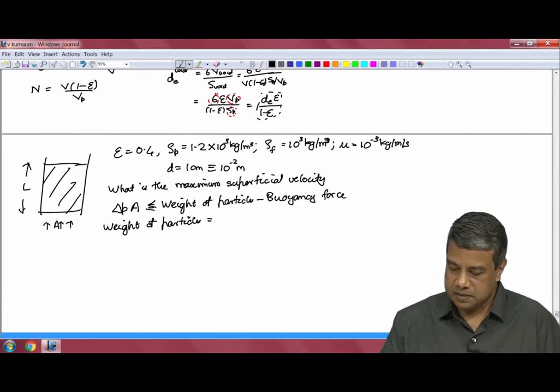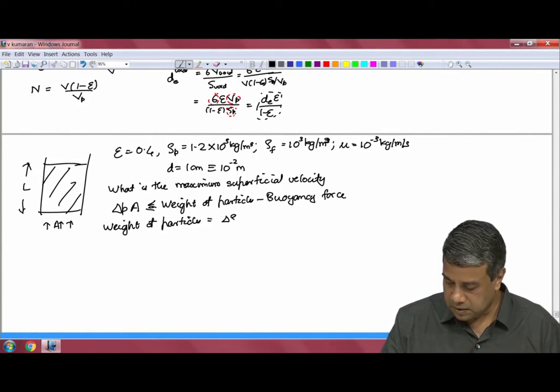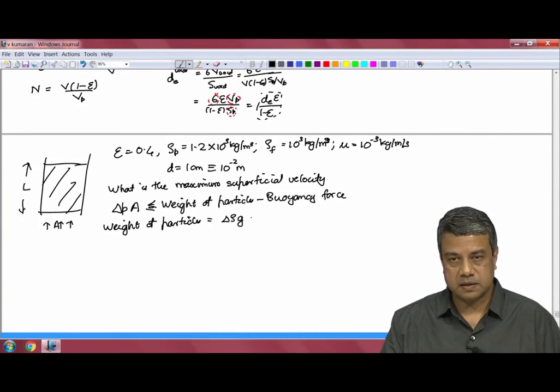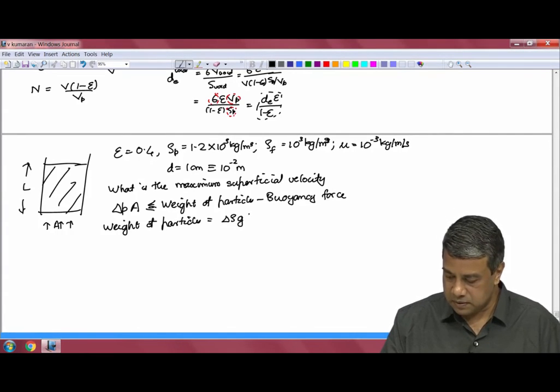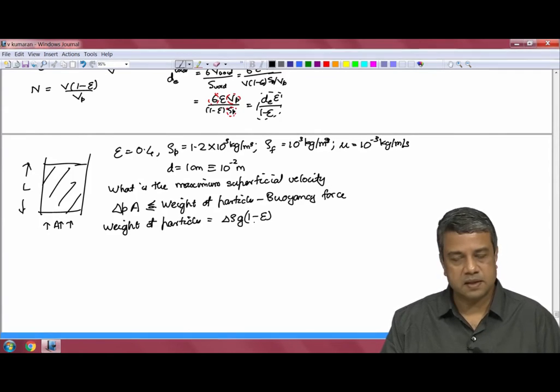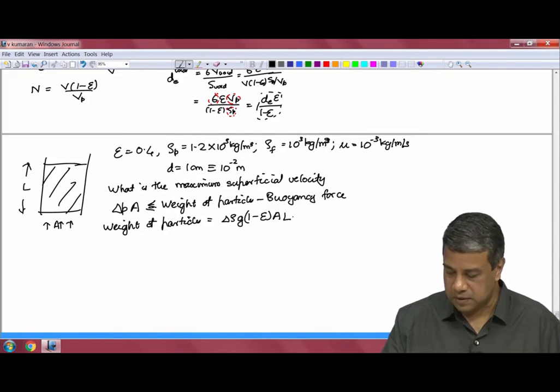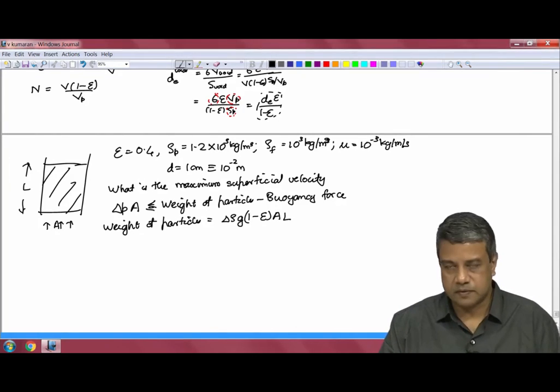So, the weight of particle minus buoyancy force will be equal to delta rho g, where delta rho is the difference in density, into the total volume of the particles. The volume of the particles is equal to 1 minus the void fraction into the total volume of the bed, which is the area into L. Volume of the column is the cross sectional area times the length.